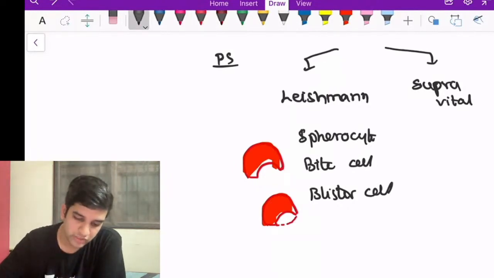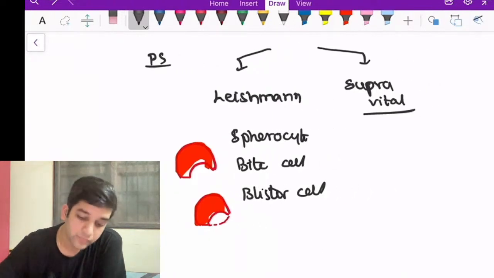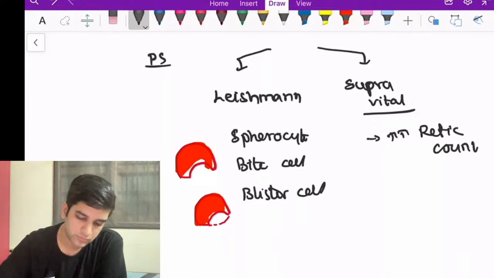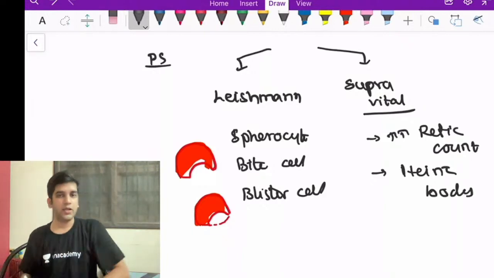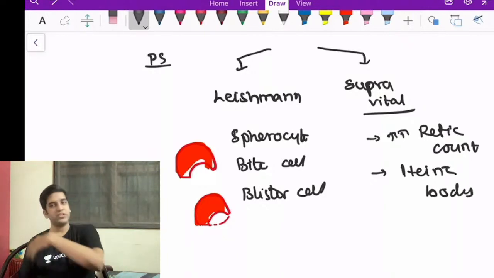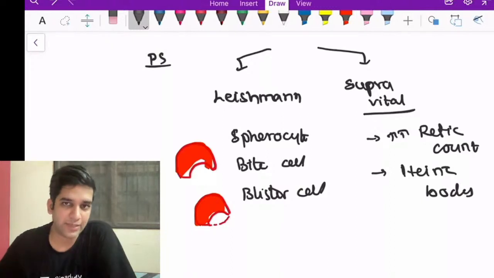Fine. So in a supravital stain, what I can see is, again, two findings: an increase in my reticulocyte count. Now obviously the other finding I'm going to see is your Heinz bodies, sorry, and you're going to have Heinz bodies. Fine. Okay. So I'm going to see these findings in my supravital stain and in my Leishman stain.